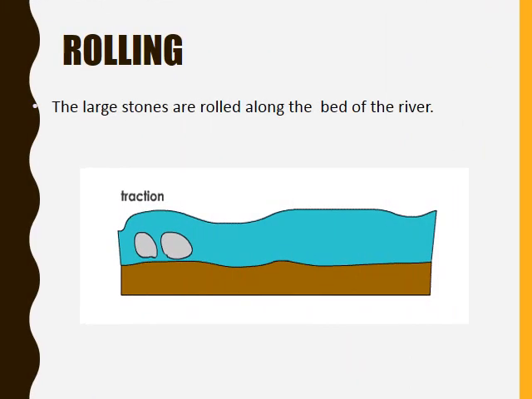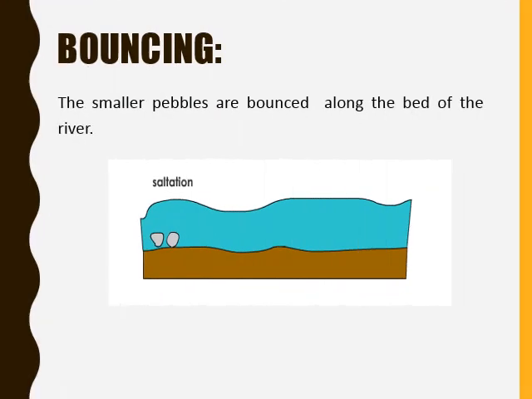Rolling. The large stones are rolled along the bed of the river. Bouncing. The smaller pebbles are bounced along the bed of the river.